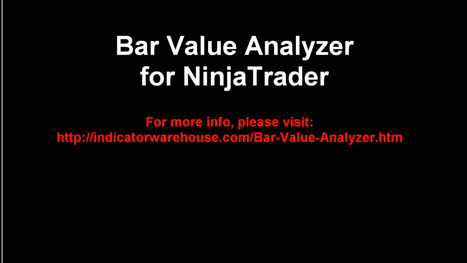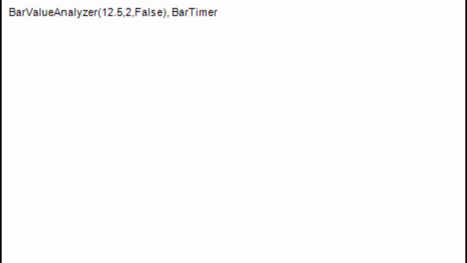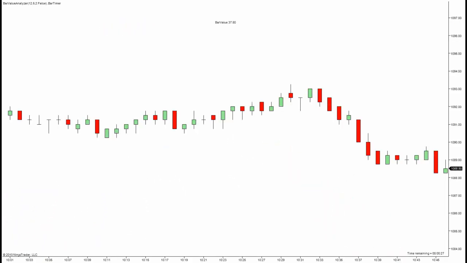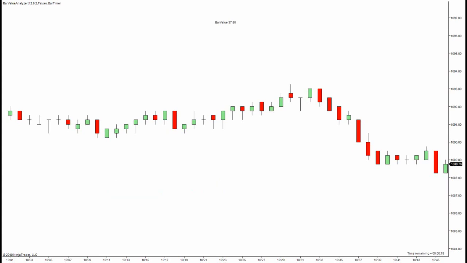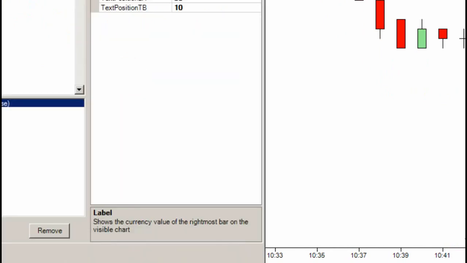Today we're going to be going over the bar value analyzer, which you can find under the price action category on our site. This is another of those interesting tools that is not about prediction. There's no secret sauce, buy sell signals, etc. This is really designed to enhance your current trading and specifically help you with your risk analysis. So, again, it's simple in what it does, but powerful in what it offers. So let me open up the parameters right off the bat and we'll talk about what this is.